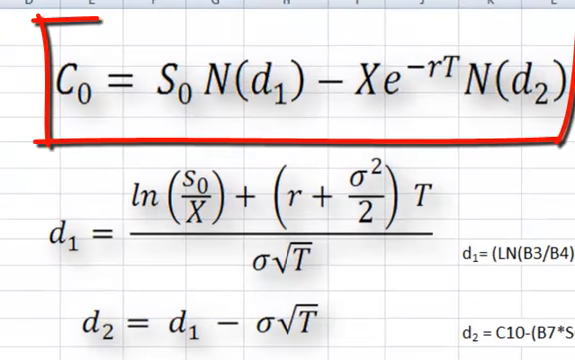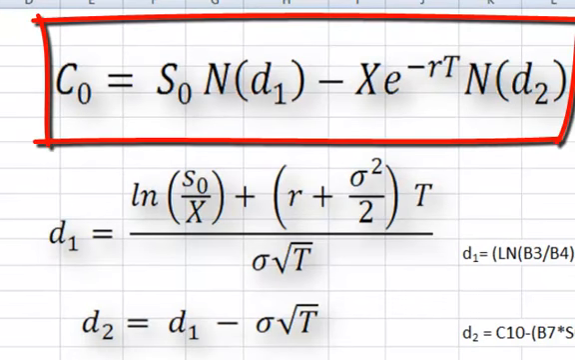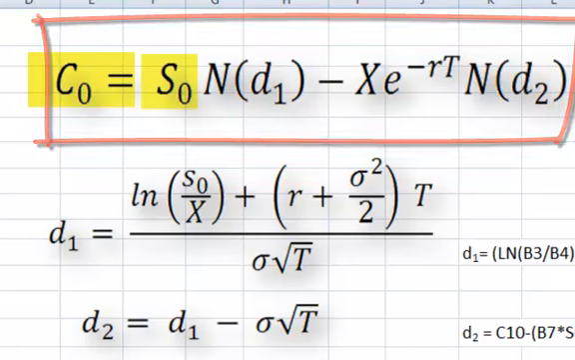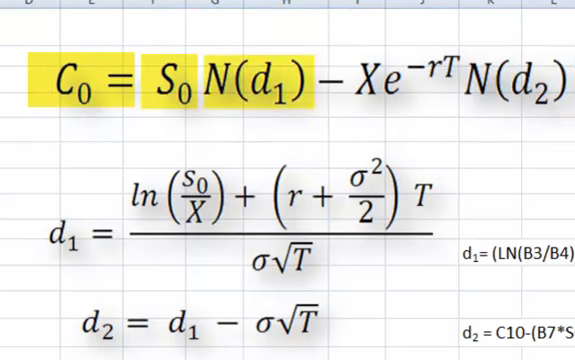Now here is the Black-Scholes-Merton equation. The call price is equal to the stock price times the normal distribution of D1, minus the strike price times Euler's number raised to the negative R, or percent, times a time frame, times the normal distribution of D2. Now here's the equation for D1 and D2.